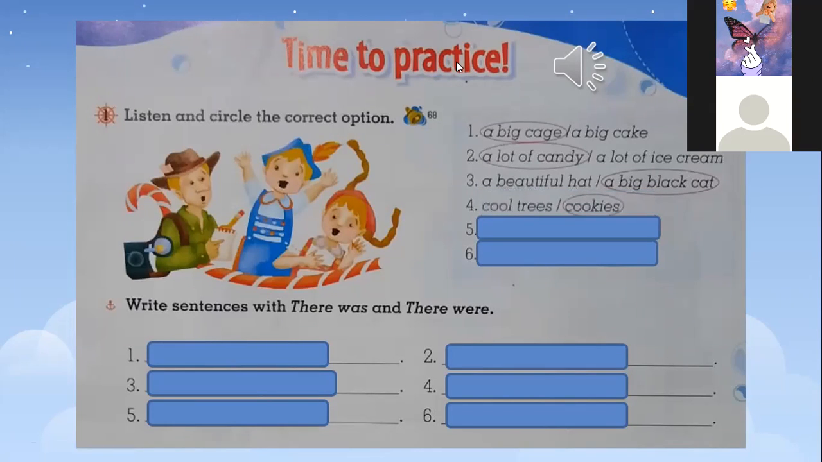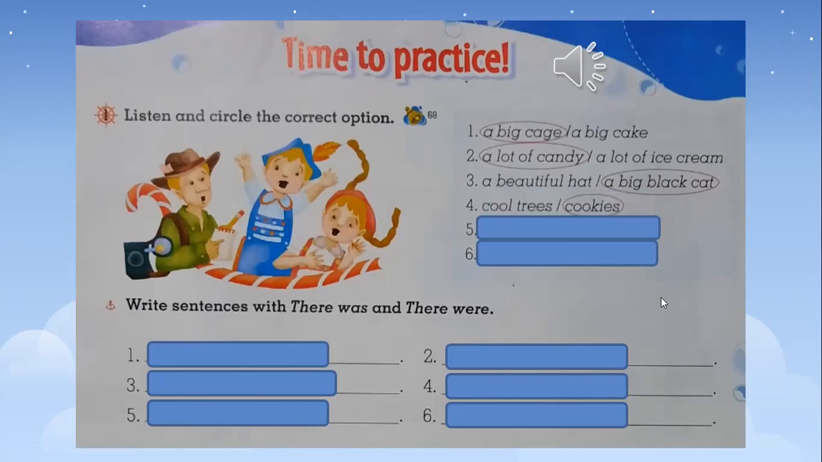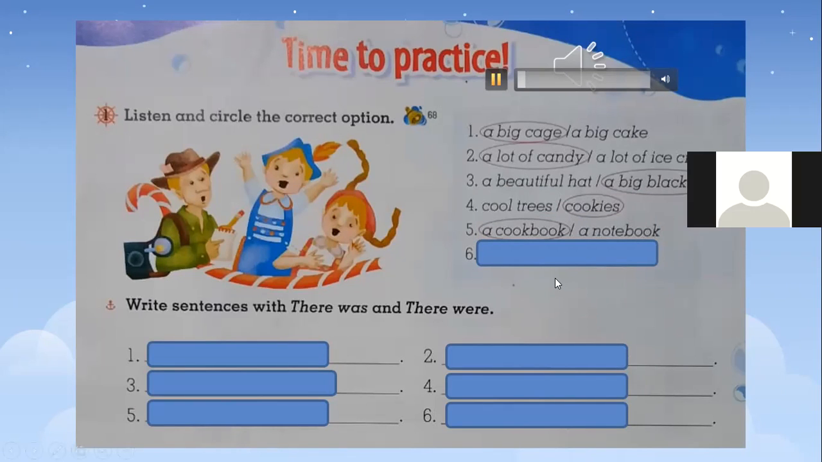So let's see. Number 5. What is number 5, Jimena Vasquez? A notebook. Okay, this one is a cookbook. Yes. And the last one, Dani Navas, number 6. What is this one? Five spiders. Okay, fat spiders. Yes.